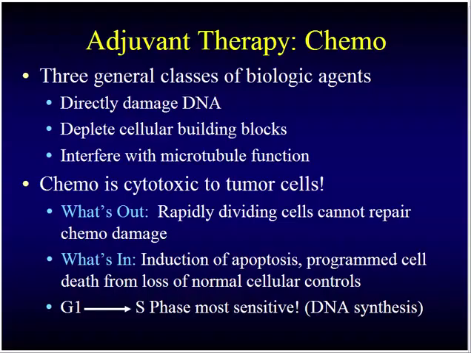There are 3 classes of biologic agents: those that damage DNA, those that deplete the building blocks, or those that interfere with microtubule function. That's probably not so important to know. In years past, we always taught that rapidly dividing cells can't repair the chemo damage. This is probably what is really going on: programmed cell death, or apoptosis, loss of normal controls because of the chemotherapy. So that question may come up: how does the chemotherapy work? It's because you've destroyed the normal cellular control and it's programmed cell death. And remember, it's G1 through S phase where it's most sensitive. That's where DNA synthesis takes place. So that's obvious.